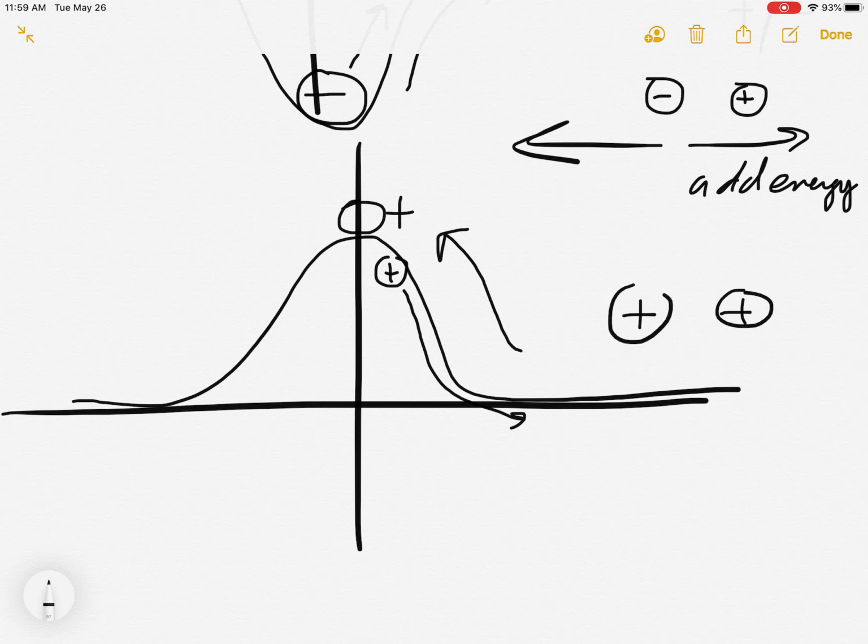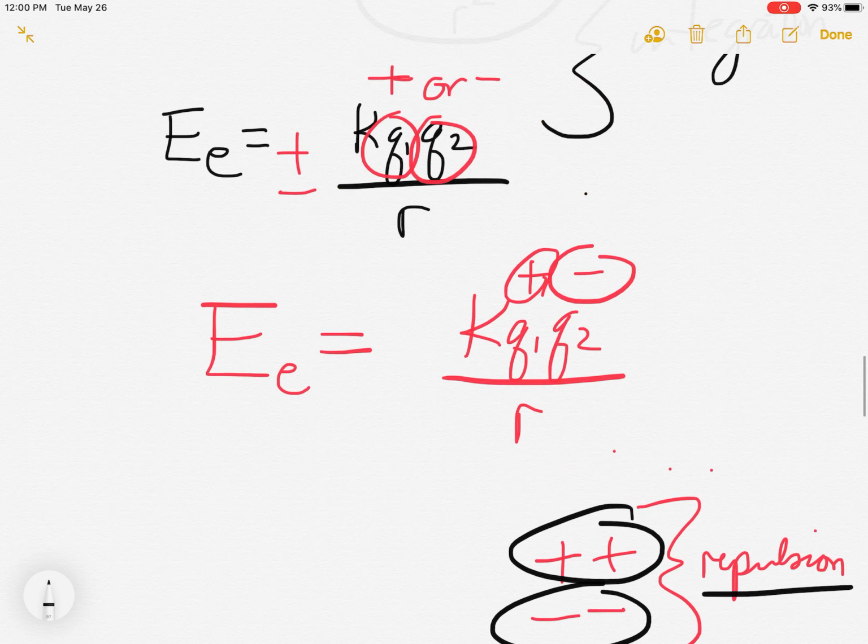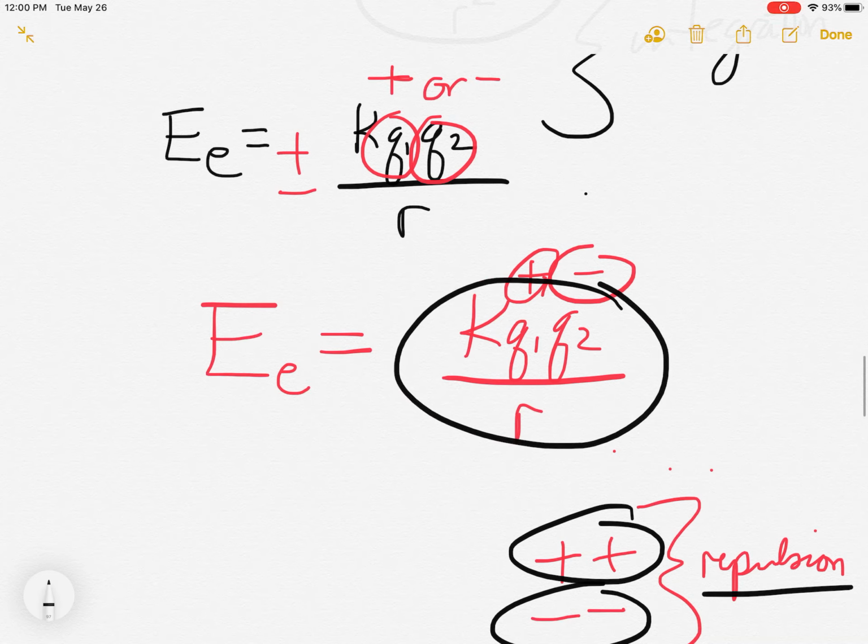Here, if you have a positive and a positive, well, then you don't add energy for them to move away. You add energy to make them get closer. And so here we have a situation where this formula may or may not have a negative number right here.